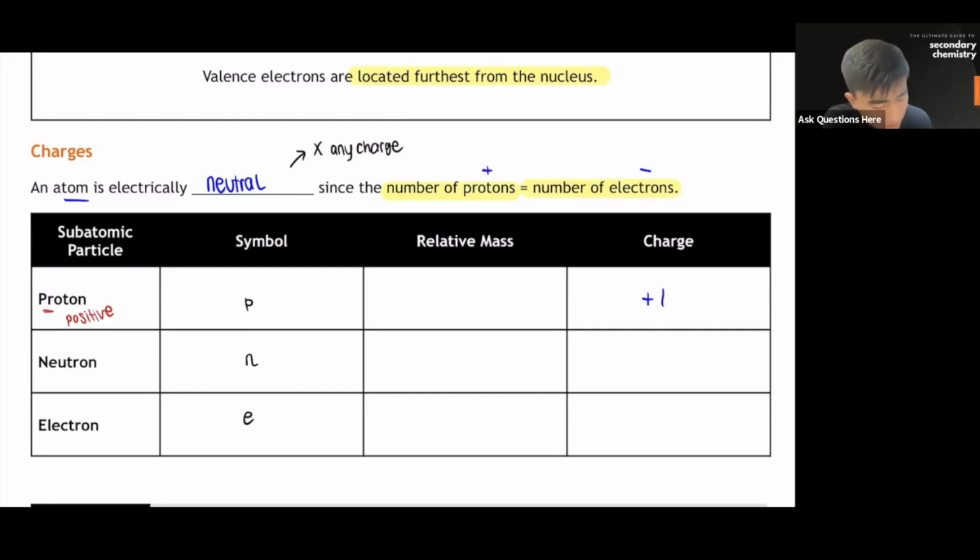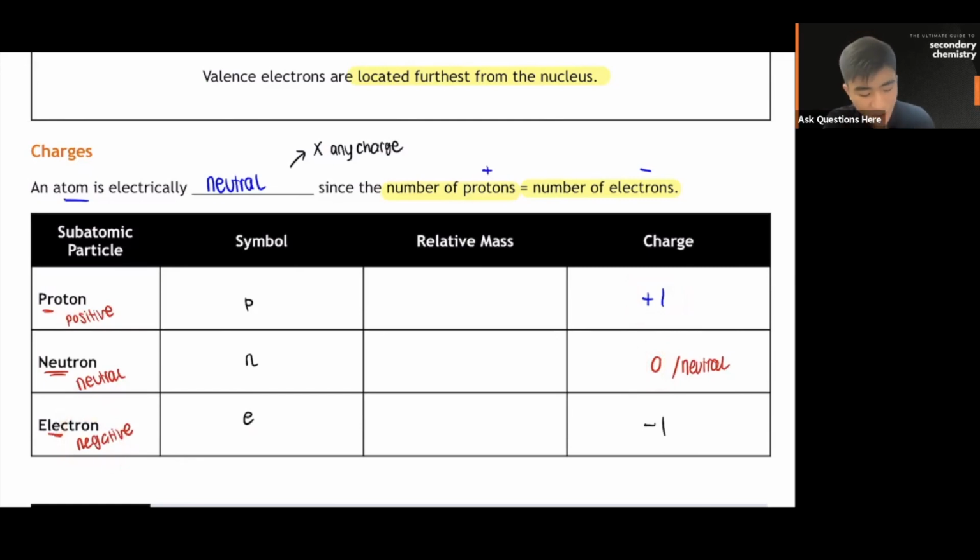Now we talk about neutron. Neutron is neutral. Therefore the charge on the neutron is 0, or sometimes we call it neutral. Now, what about the charge of an electron? Now remember electricity, it is negative. Therefore, the charge on the electron is -1. So the charges, you must be very clear. Proton is positive, neutron has no charge, and electron has negative charge.